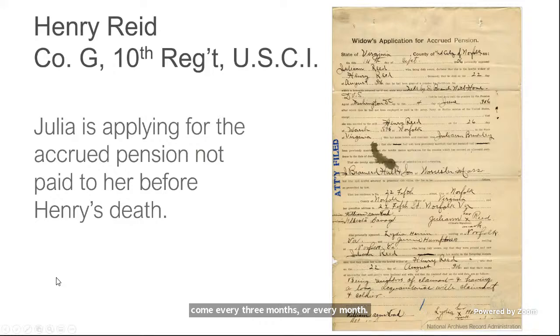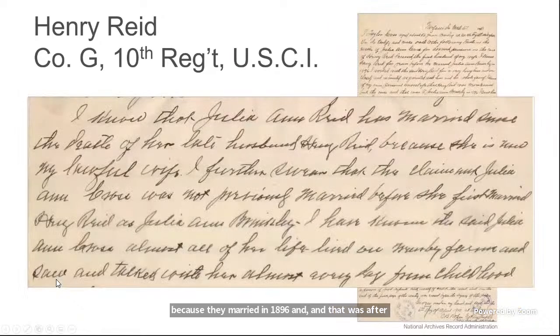She's not filing for a widow's pension because she would not qualify for that because they married in 1896 and that was after the pension law. So she's just wanting this money. But the thing about this process is that in wanting that, she has to prove some things. She has to prove her marriage. She has to prove she was never married before. She has to prove a name. I think she's the one who has a name change. Yes. So she needs to prove that she's Julia Ann Reid.